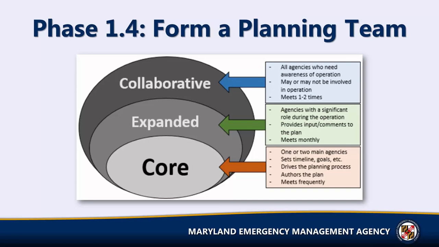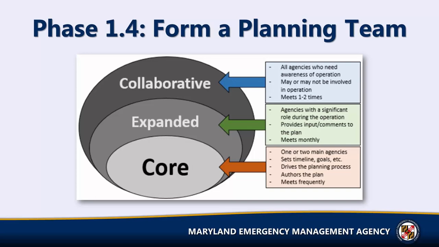The expanded planning team includes a wider audience, including those key agencies who will be a part of the operation. Using the previous example, members of the expanded planning team would include other key players such as police, the Fusion Center, critical infrastructure providers, and information sharing partners.